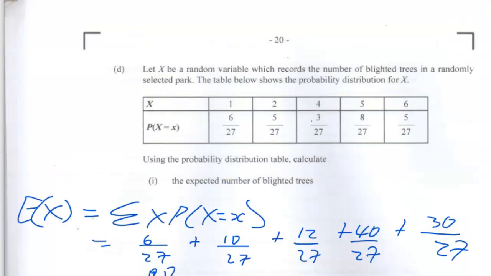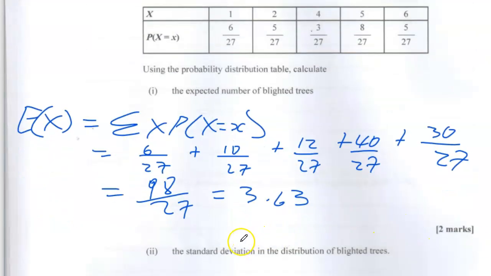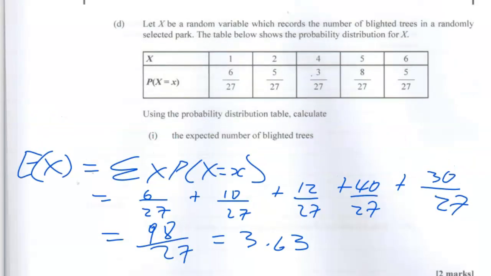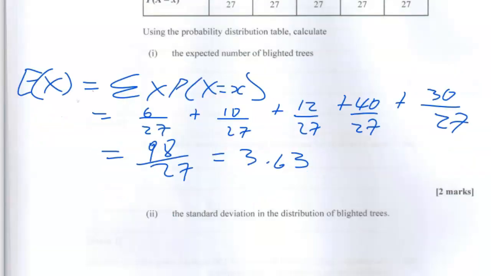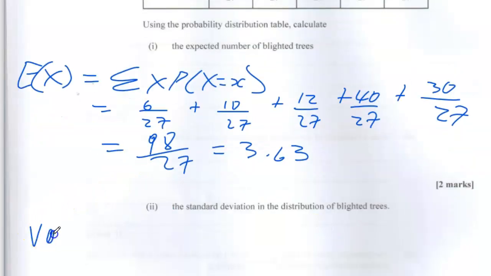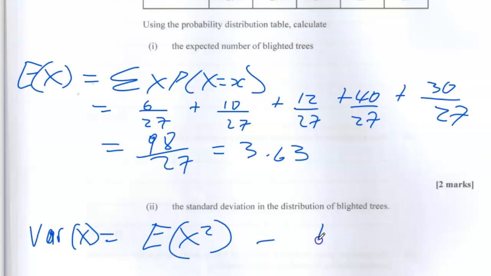Alright, part B was to find the standard deviation. So it refers you to find the variance first. So let me put the formula for variance. The variance of x is equal to the expected value of x squared minus E of x all squared. So E of x squared minus E of x all squared.